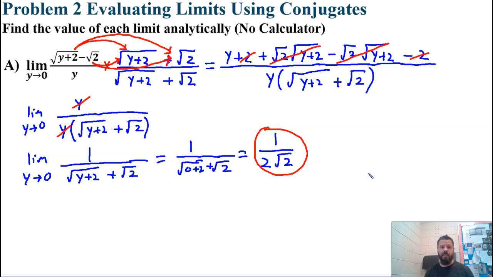All right, so there's an example of using conjugates to reduce down a function that we can't take the limit of directly. Okay, and an ugly example there. Part B is a little bit cleaner. Once again, take a minute, pause the video, give that one a shot, and then hit play to check your answer.